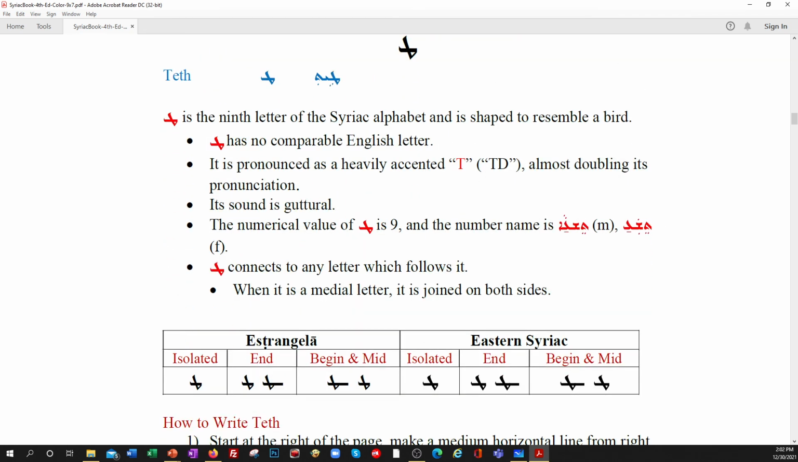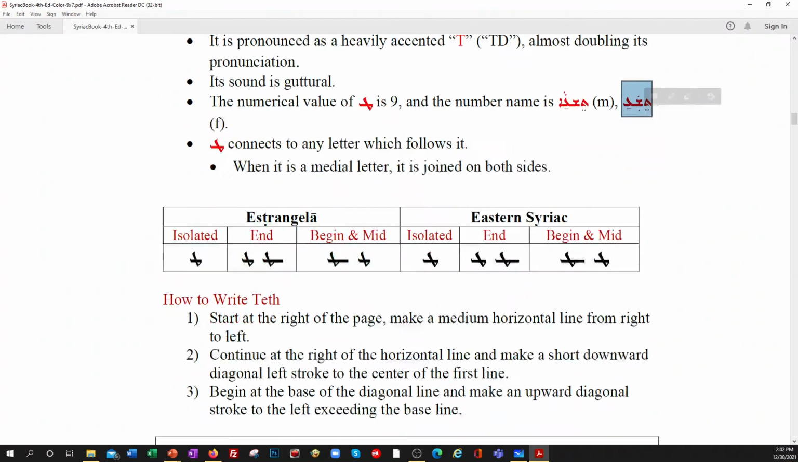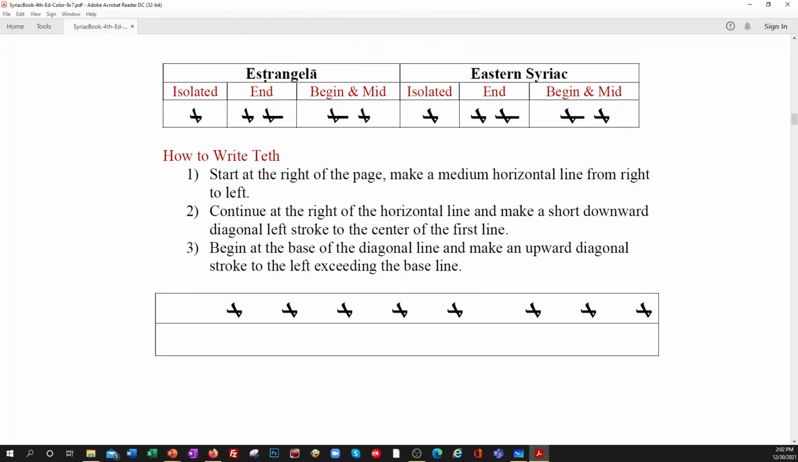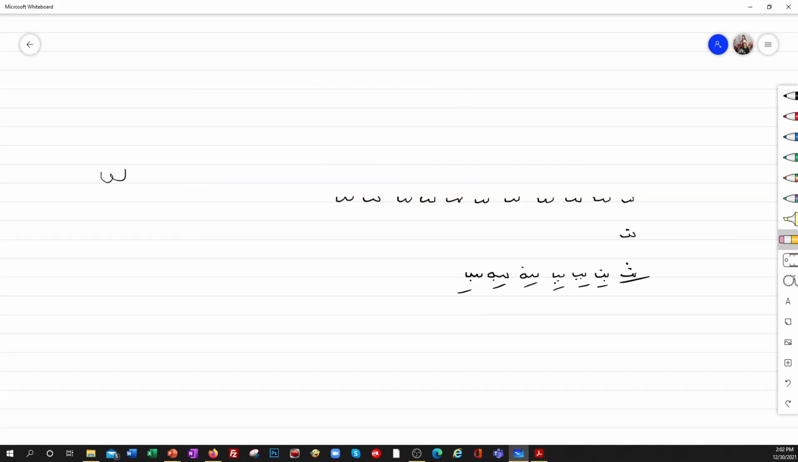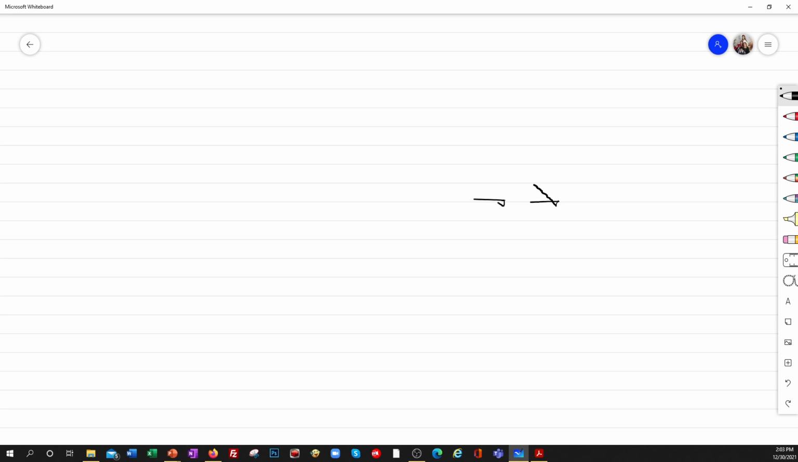The next one is Teth. Again, I don't have anything for English, and it is a heavily accented T, t, t. The numeric value is 9. The name is tisha for male and tisha for female, and Teth connects from both sides, and this is how it's going to look in a word. How are we going to write Teth? It is a line above, straight line above, and then a small triangle going down, and 45 going up.